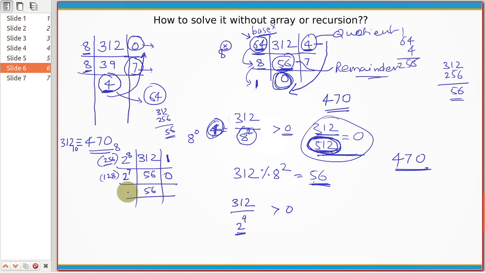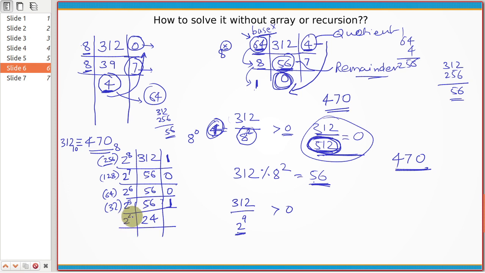And what would be the remainder? The same, 56. If I divide this by 2 raised to 6, which is 64, then what would my answer be? 0. I should be writing the remainder here, right? And what would be the remainder? It will remain 56. Now 2 raised to 5. Can I divide this by 2 raised to 5, which is 32? Yes. And what would be my answer? This would be 1. And what would be the remainder? Remainder would be 32. If you subtract 32 out of this, then you get 24, right?